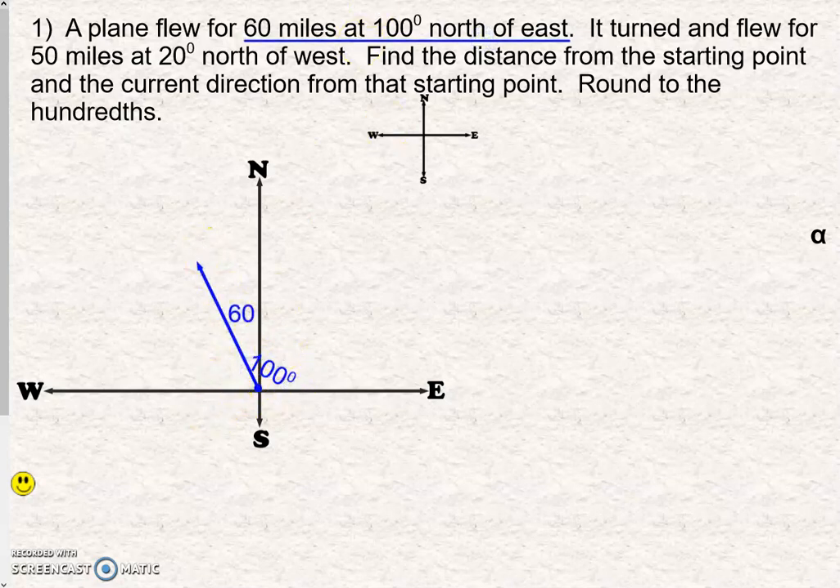We have this 100-degree angle which goes right here from due east all the way to there, and we know that we're traveling 60 miles out. Now we have a second measurement, and from where that plane is, where this vector ends, the head of the vector, it turned and flew 50 miles at 20 degrees north of west.